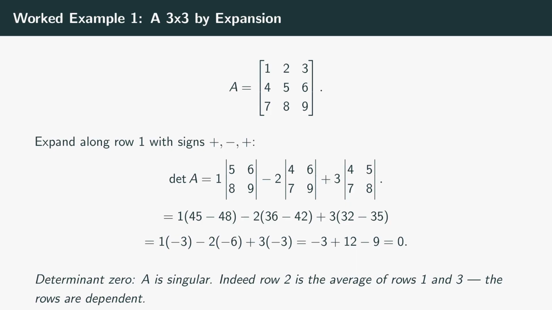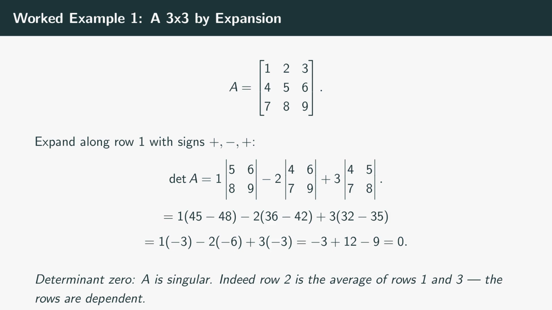First worked example, a 3 by 3 determinant by cofactor expansion. Take the matrix with rows 1, 2, 3, then 4, 5, 6, then 7, 8, 9. Expand along the top row using the signs plus, minus, plus. The first term is 1, times the 2 by 2 determinant of 5, 6 over 8, 9, which is 45 minus 48 equal to negative 3.